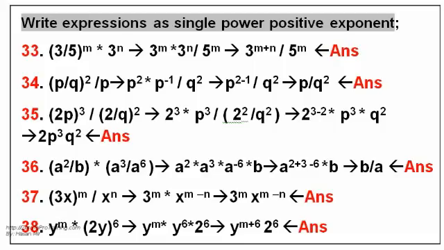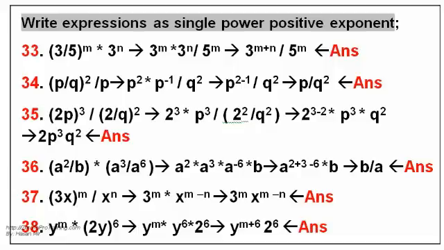Next slide. Exercises. Single power positive exponents. 33. 3 power m plus n divided by 5 power m. 34. p divided by q square. 35. 2 times product of p cube and q square. Continued.